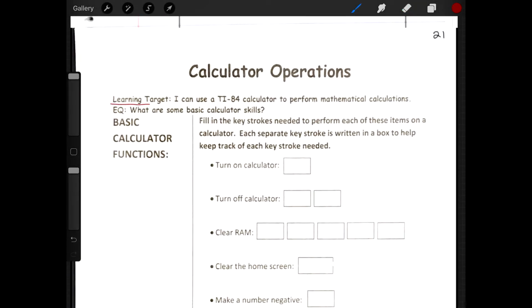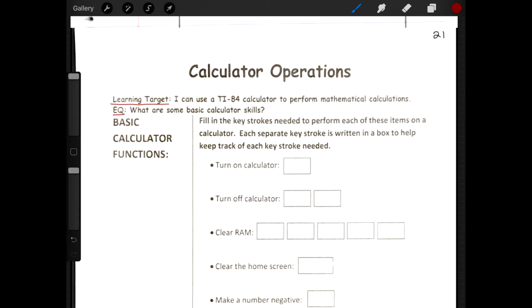It says I can use the TI-84 calculator to perform mathematical calculations, and our essential question is what are some basic calculator skills? Okay, so we have basic calculator functions, and we're going to fill in the keystroke needed to perform each of these items on the calculator. Each separate keystroke is written in a box to help you keep track of each keystroke needed.